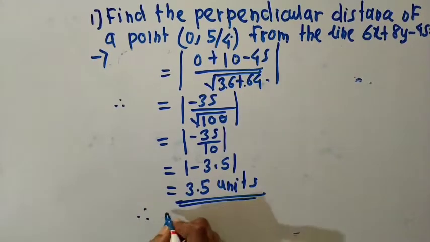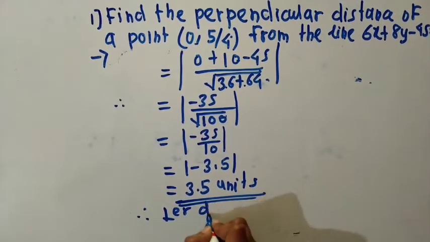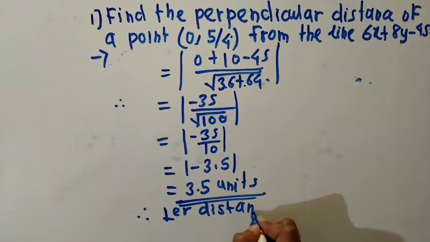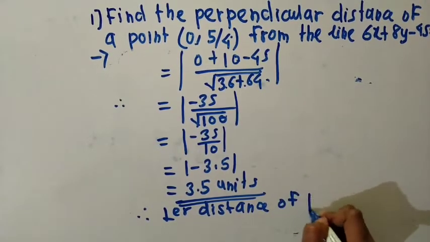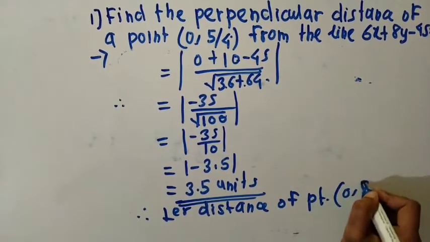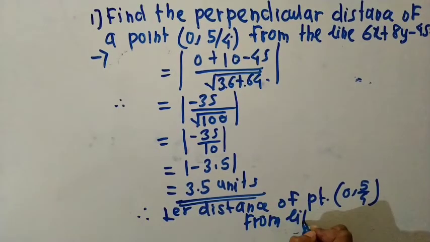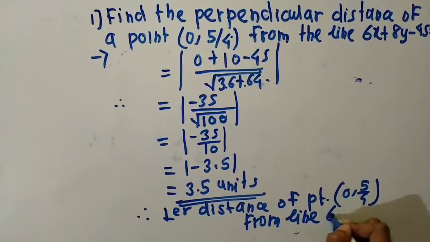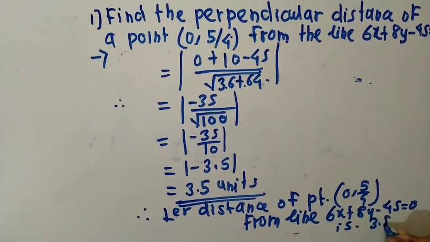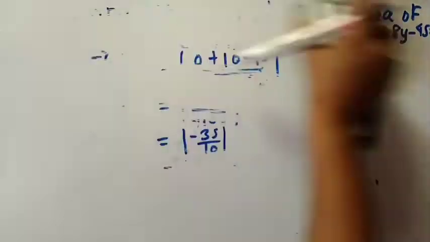Hence the perpendicular distance of the point (0, 5/4) from the line 6x + 8y - 45 = 0 is 3.5 units. Then we give the second example.